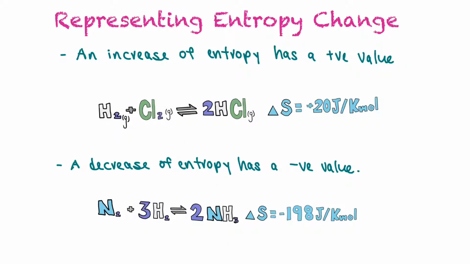So how do we represent entropy changes? So an increase of entropy has a positive value. So in this example, we're producing this, so we have a positive value, and a decrease of entropy has a negative value. So this reaction has a negative value, so entropy is decreasing because we are using more moles of reactant to make fewer moles of product. So that would be a decrease in entropy, so it's negative.